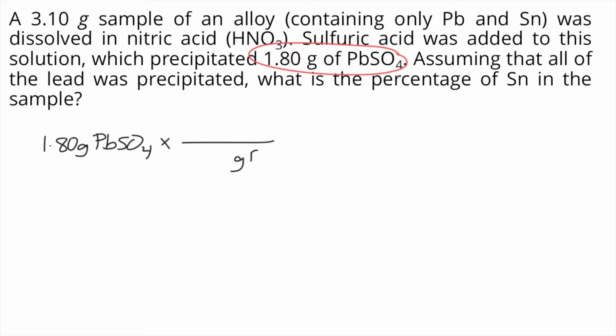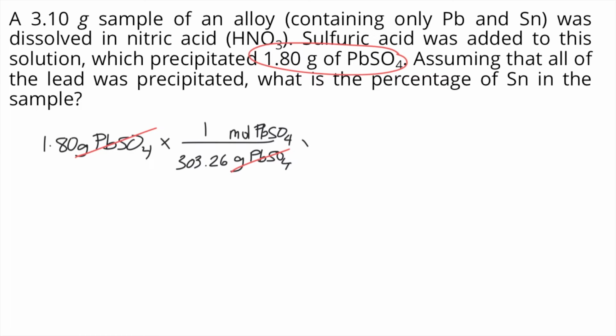So from grams of PbSO4, you convert that to moles of PbSO4. So we use the molar mass of PbSO4. 1 mole of PbSO4, that's equivalent to 303.26 grams. So the grams of PbSO4 cancels out. Now you have the moles of PbSO4.